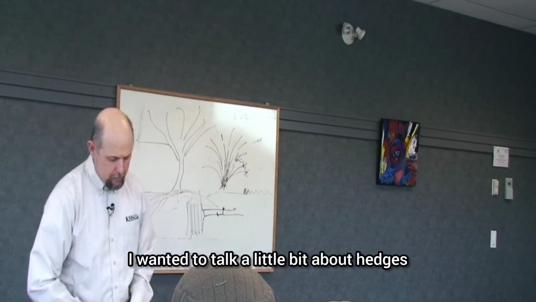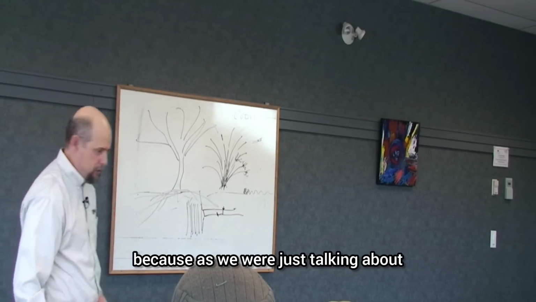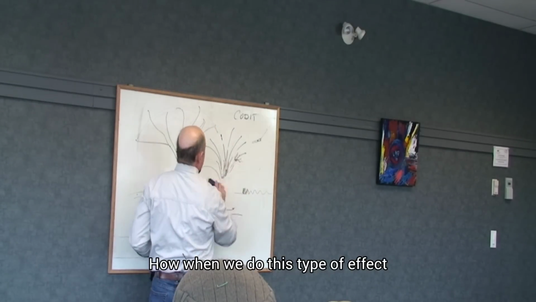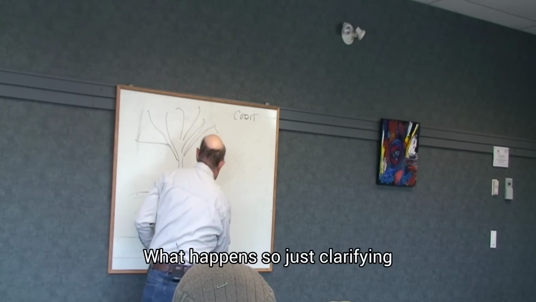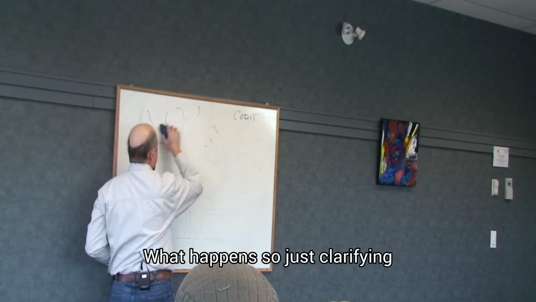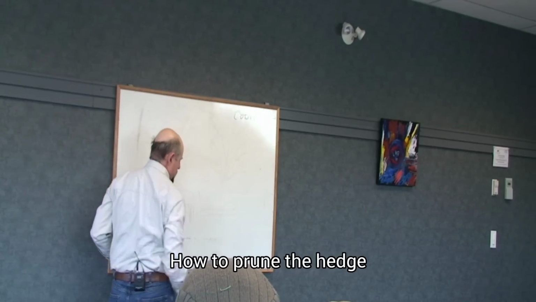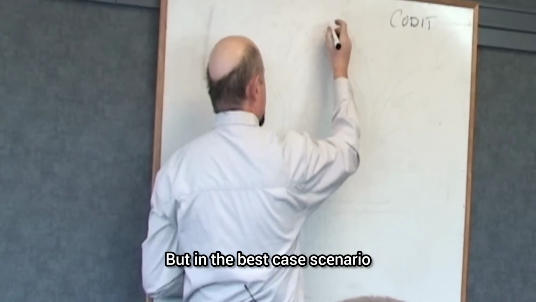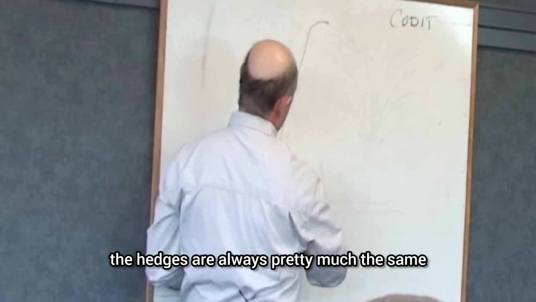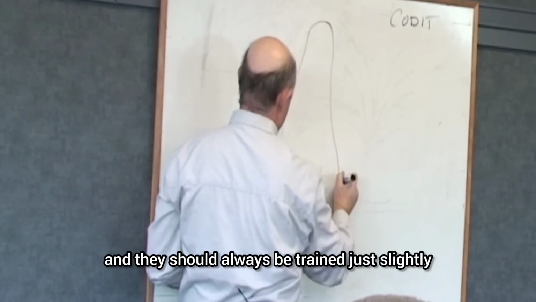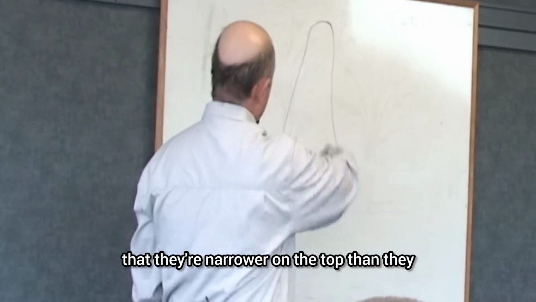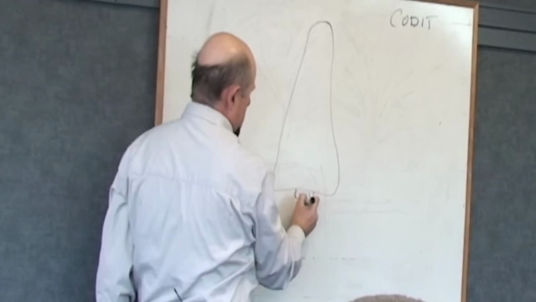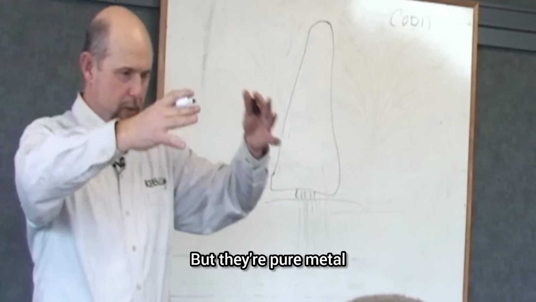I wanted to talk a little bit about hedges, because as we were just talking about how, when we do this kind of effect, what happens. So just really clarifying the deal with hedges and how to do a hedge. And there's nothing wrong with hedge trimming, it's a process. But in a best case scenario, hedges are always pretty much the same, and they should always be trained just slightly pyramidal, so that they're narrower on the top than they are on the bottom, and then trimmed into the shape, where they sometimes have multiple stems. But they're pyramidal and they're trimmed.